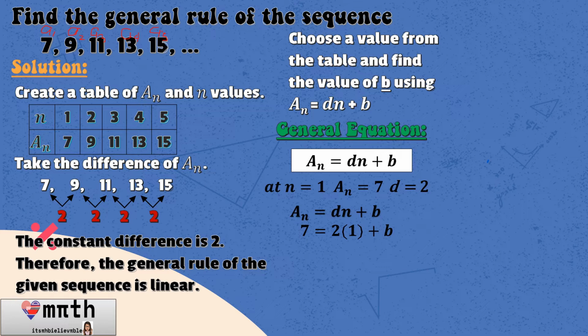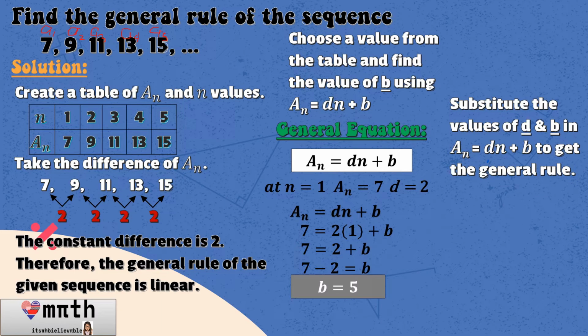So we need to look for the value of b. Simplifying 2 times 1, the answer will be 2. Then, to get the value of b, we need to isolate it on one side. So we need to transpose positive 2 to the other side. That will be negative 2. So it will be 7 minus 2 equal to b. And we all know that 7 minus 2 is equal to 5. And that's the value of our b.